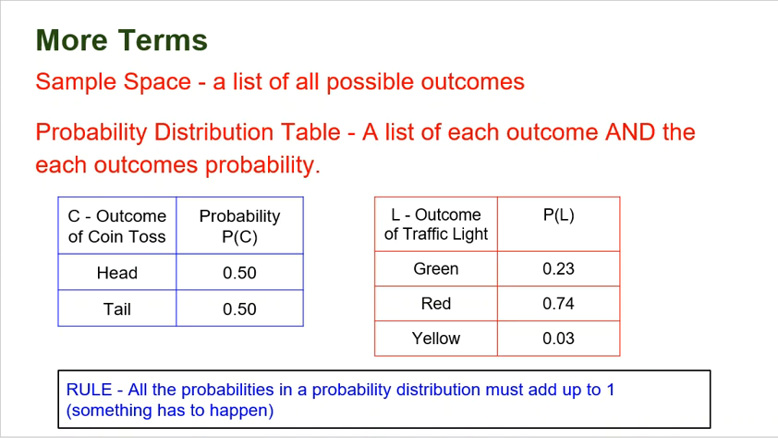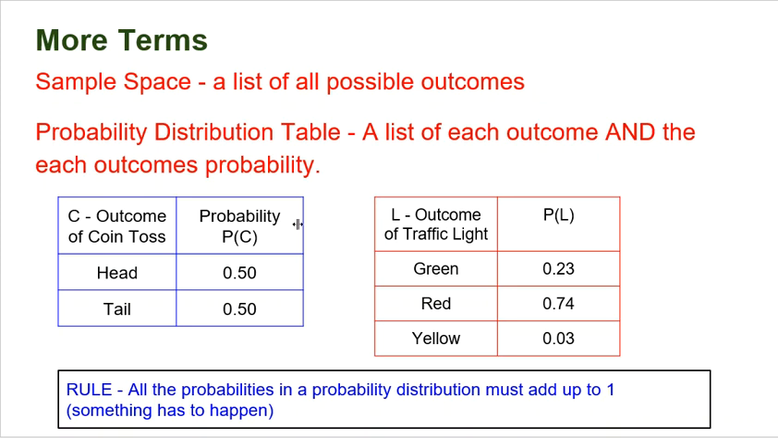So here are 2 probability distribution tables, just so you understand what they look like. In blue on the left, you toss a coin, what could happen? Well, it could be a head or it could be a tail. Those are the only 2 things that can happen when you toss a coin. And then next to them, I have the probability, 50% for tail, 50% for head. On the right in red, you go underneath the traffic light, what could happen? Well, it's green 23% of the time, red 74% of the time, and yellow 3% of the time. But again, how did I come up with these numbers? After a large number of trials. Now, another rule coming at you here. All probabilities in a probability distribution must add up to 1.